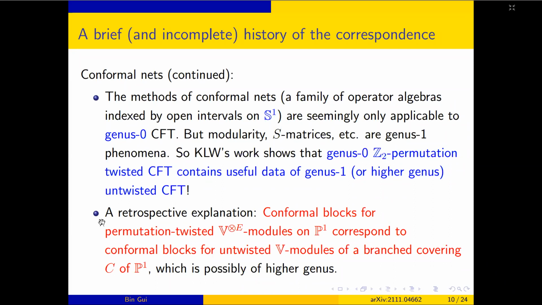A retrospective explanation of this story is this. From the point of view of the twisted and untwisted correspondence, on the twisted side, if you choose a genus zero surface, then on the untwisted side, you have to choose a branched covering, right? And this branched covering will be of higher genus. In particular, if you take the Z2 permutation, you will get genus one. So this is a very rough explanation of why in this paper, these three authors could use genus zero stuff to study the genus one stuff.